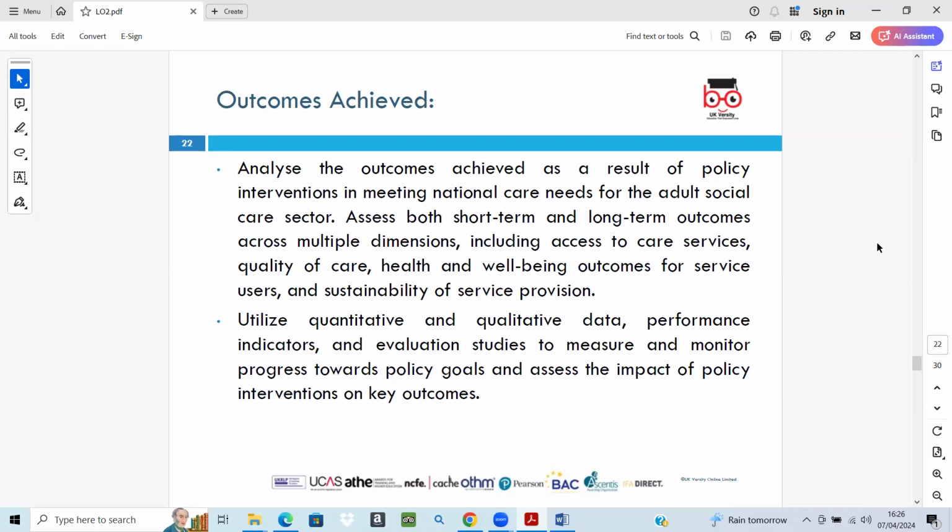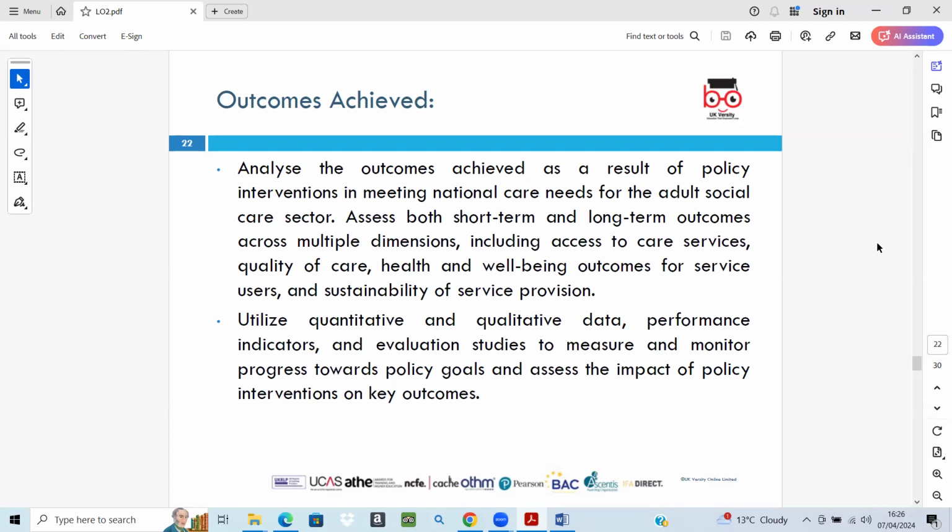And we also look for the long-term outcomes, which include sustained access to care, long-term improvements in quality of care, ongoing health and well-being outcomes for service users, and the sustainability of service provision. Then measuring outcomes across multiple dimensions, so that involves assessing challenges in the availability and accessibility of care services for different population groups, including marginalized or underserved communities.